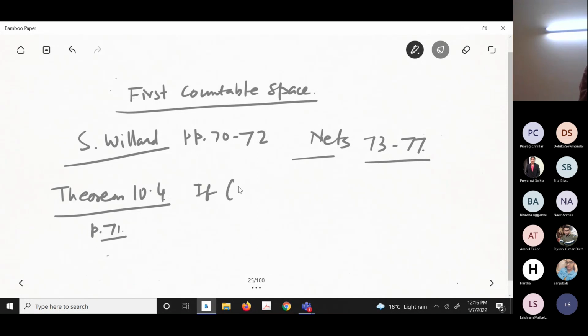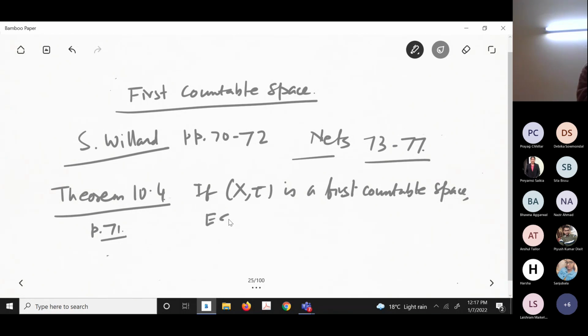If (X, tau) is a first countable space, that means every point has a countable local base. Sometimes we simply say X is first countable. First countable space.